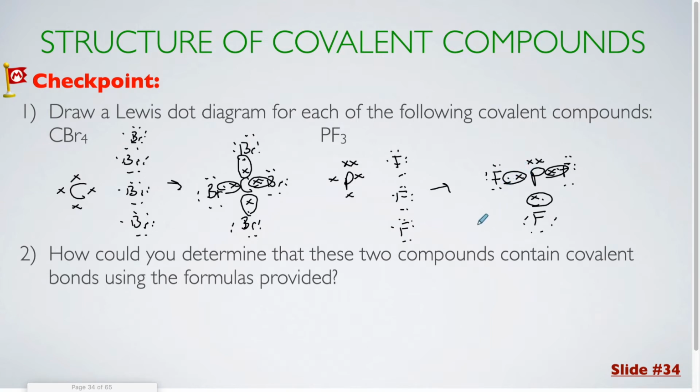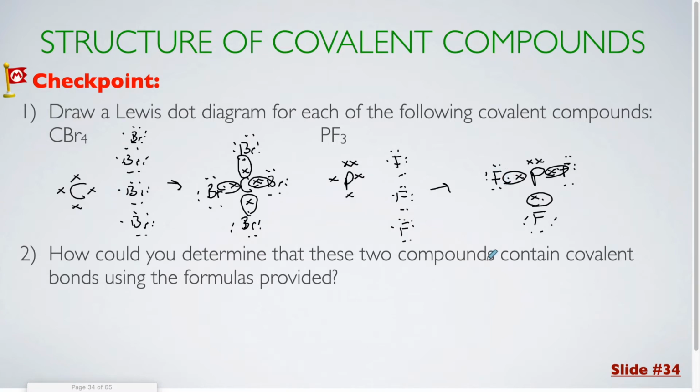Now, looking at the structure, we could also say a few things about it. The phosphorus has 3 bonds. It also has 1 lone pair of electrons, whereas each of the fluorine atoms has a single bond, and it has 3 lone pairs of electrons.